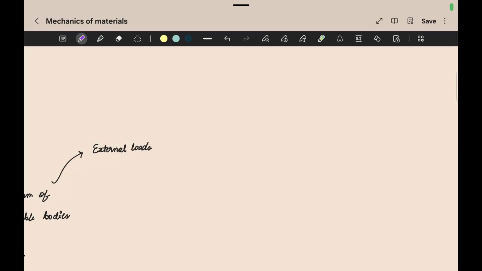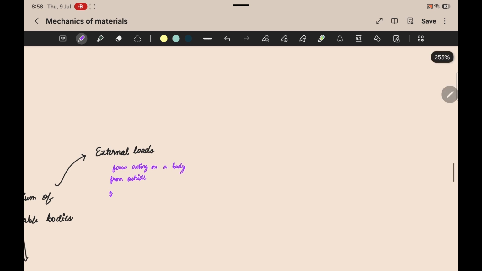So today we are going to start with external loads. External loads are forces acting on a body from outside, and this might cause deformation, movement, or the structure can remain in equilibrium.